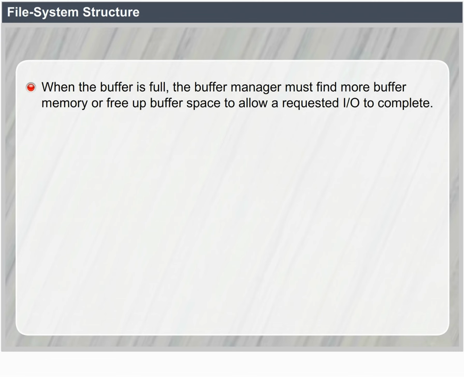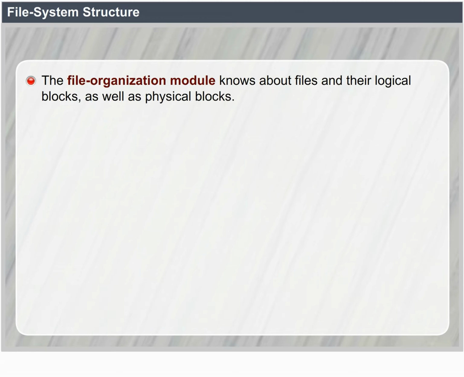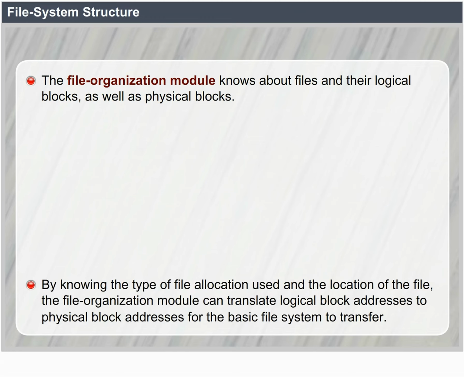Caches are used to hold frequently used file system metadata to improve performance, so managing their contents is critical for optimum system performance. The file organization module knows about files and their logical blocks as well as physical blocks. By knowing the type of file allocation used and the location of the file, the file organization module can translate logical block addresses to physical block addresses for the basic file system to transfer.